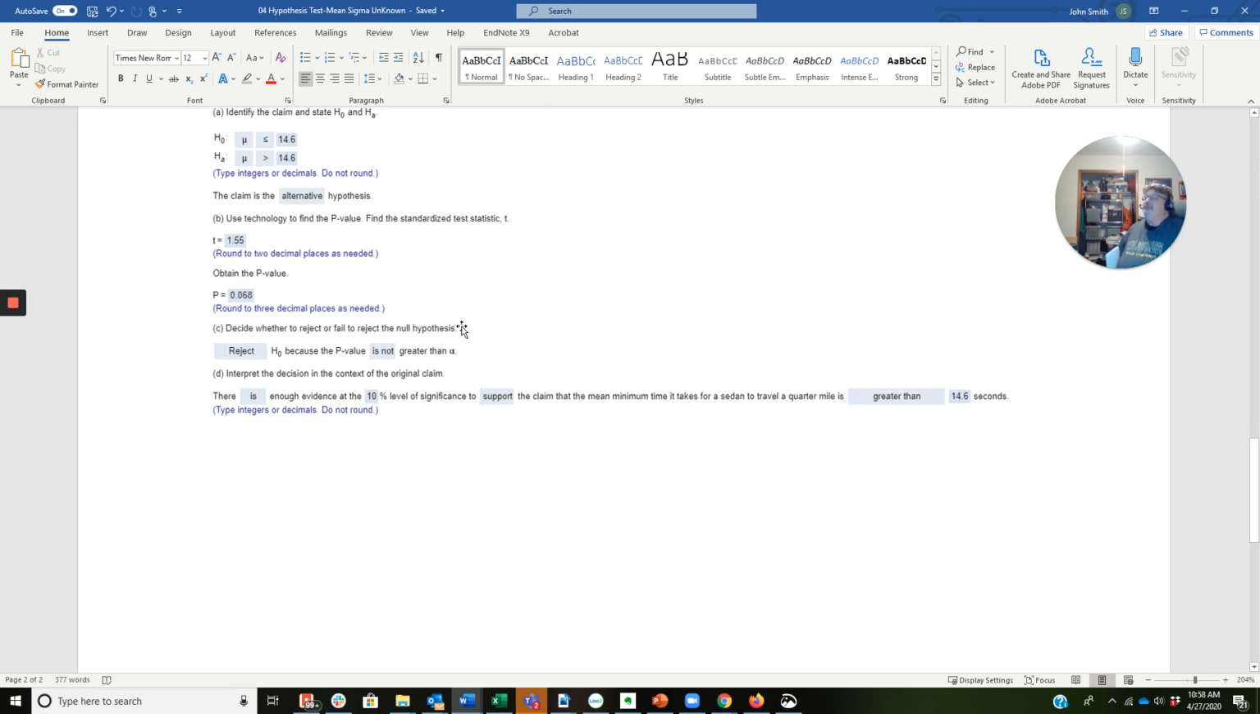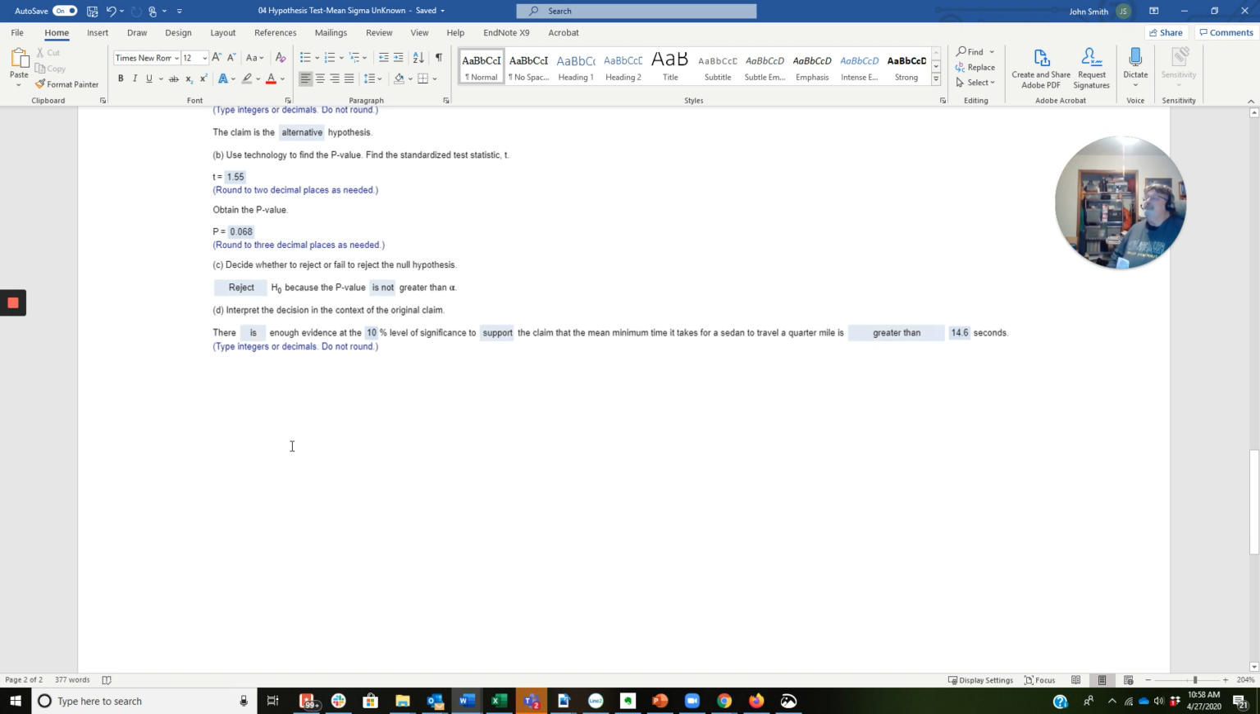So I decide whether to reject or fail to reject the null hypothesis. Well, I'm rejecting the null because the p-value is not greater than alpha. It's lower than alpha. So how do I interpret this decision? Well, I think the choice is here where it is not. There is enough evidence at the 10% level of significance to support the claim that the mean minimum time it takes for a sedan to travel a quarter mile is greater than 14.6 seconds. Again, I think the choices here would have been is or is not. Remember to turn this into a percentage for your significance level.